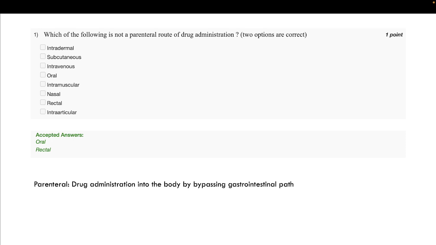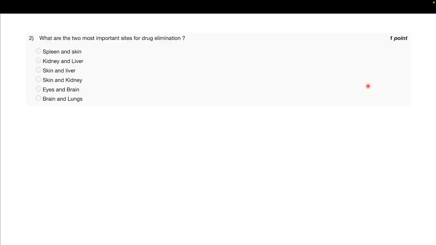Please let me know if I'm not audible or if there are any doubts. So I'll move on towards the next question then. Next is, what are the two most important sites for drug elimination? Go through the options and let me know if you know the answer. You people can just speak up or put it in the chat box.